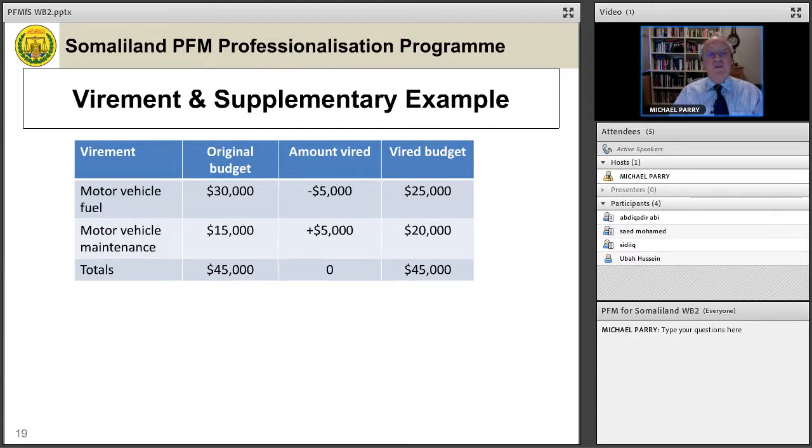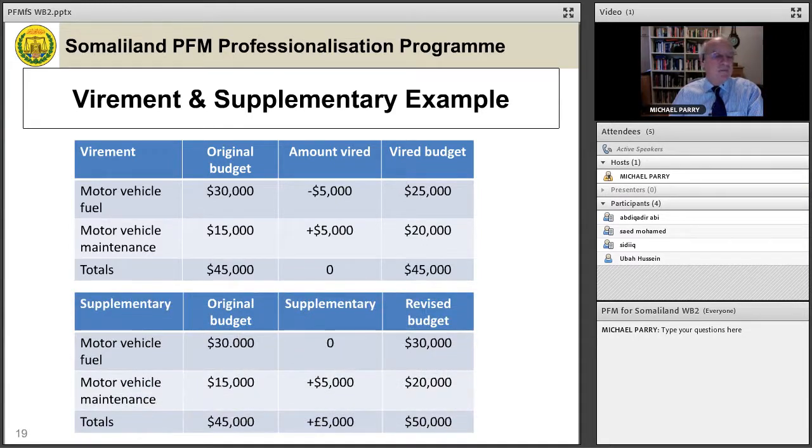It is important to do that, not just to, for example, charge maintenance costs to your fuel budget. You should get it right, otherwise you lose control of what's going on with your expenditure if you put it under the wrong head. So virement is an important tool. It does, of course, mean that you've got your original budget wrong, but this happens.